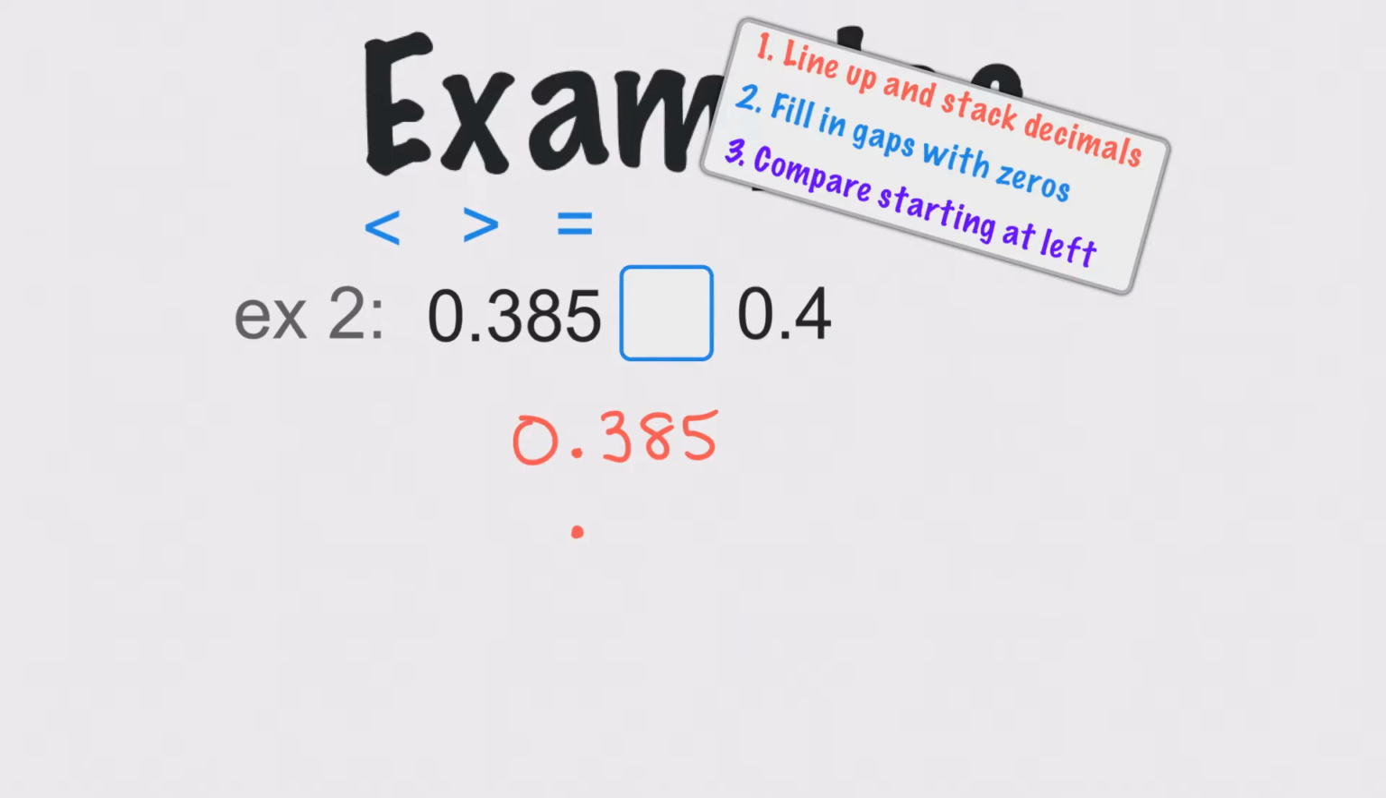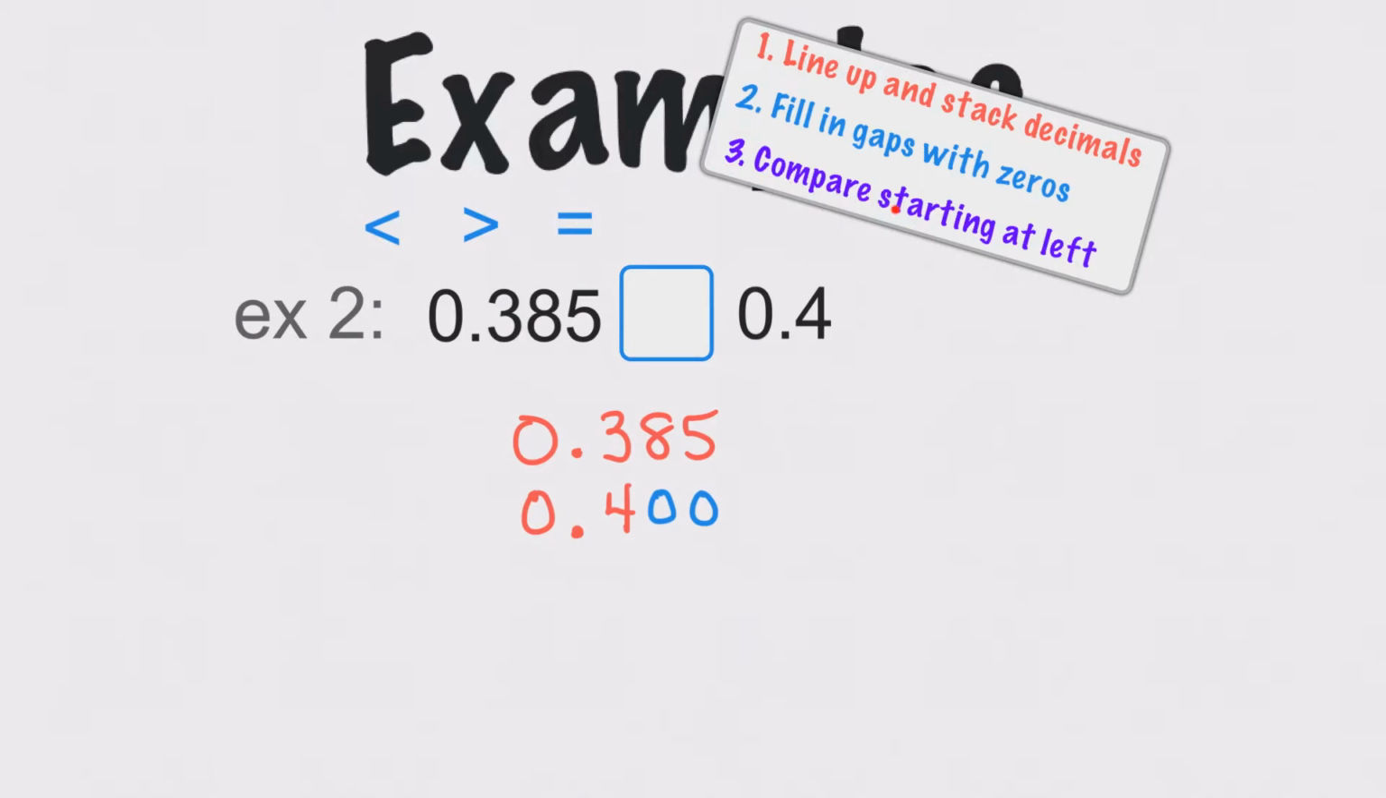Now I have a 4 here and a 0 on this side. And now we can go to step 2. We're going to fill in the gaps with zeros. And remember, you can always pause the video if I'm going too quickly. So the gaps that we're talking about are here. Notice there's numbers above but nothing underneath. So I have a gap here I can fill in with a 0, and a gap here in the thousandths place I can fill in with a 0.